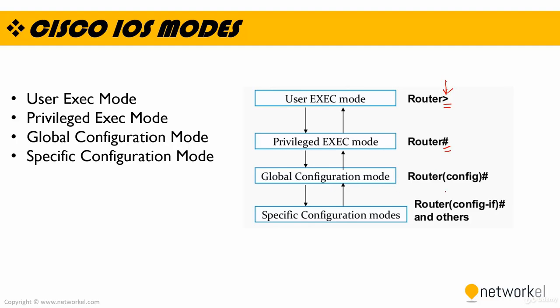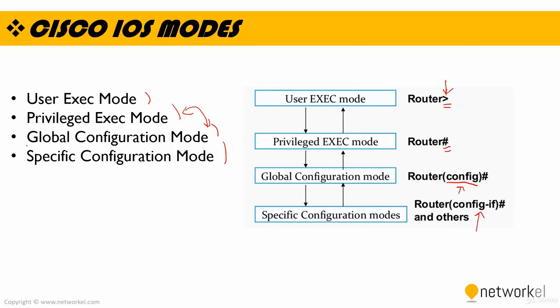In the global configuration mode, you see config, which shows you that you're in global configuration mode. And we also have specific configuration modes like interface mode. For example, when you open an interface, you see config-if mode. Each mode has different commands that you can use. You can use fewer commands in the user exec mode, and fewer commands in the privileged exec mode if we compare with the global configuration mode.